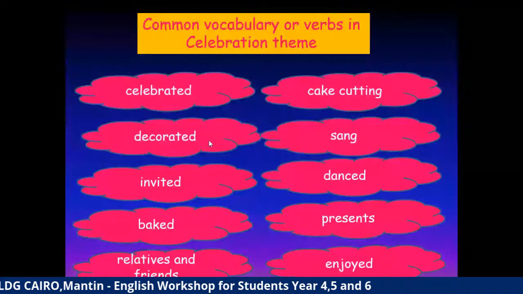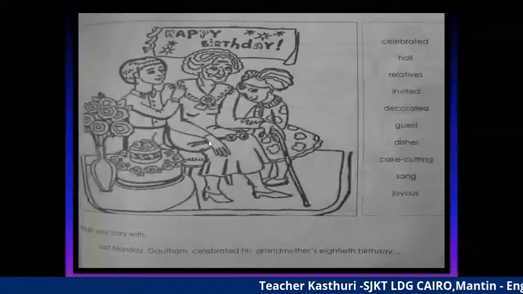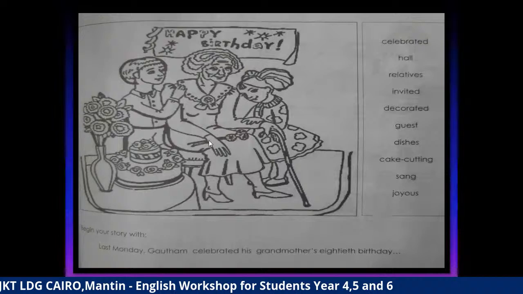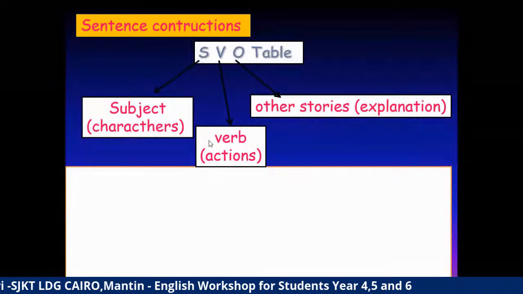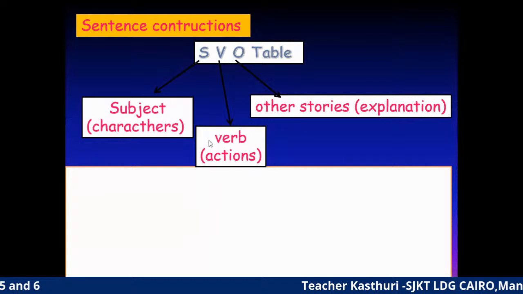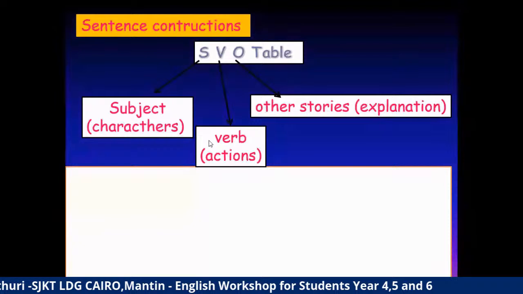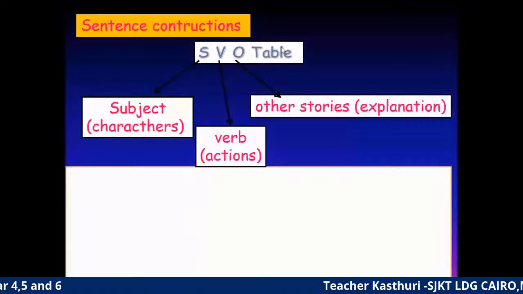Okay, now I'm going to share some tips on how to start the story writing, for low achievers first. Now, sentence construction. Before I go for the writing, you must know how to construct sentences. You see, SVO. This is the old method, yet it is very effective. I have been using this for a long time; my senior teacher taught it to me, and many people use it.